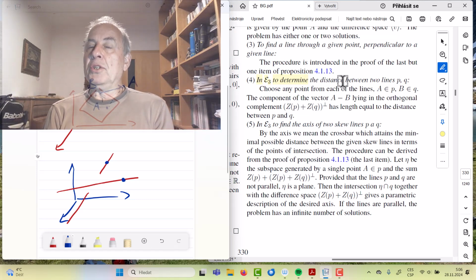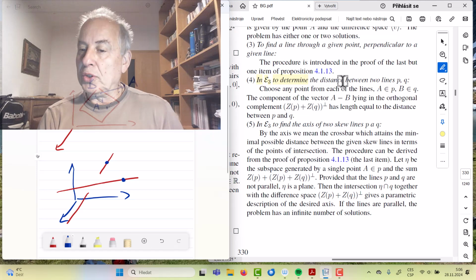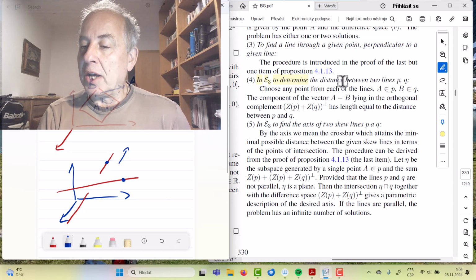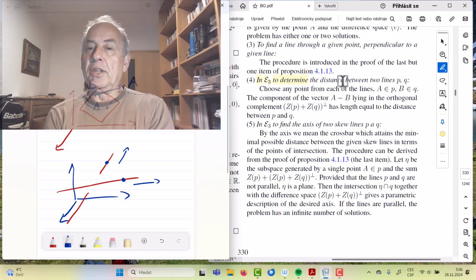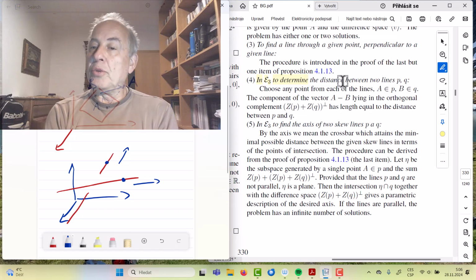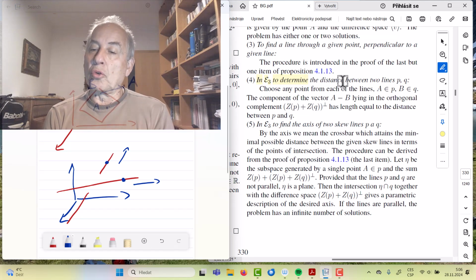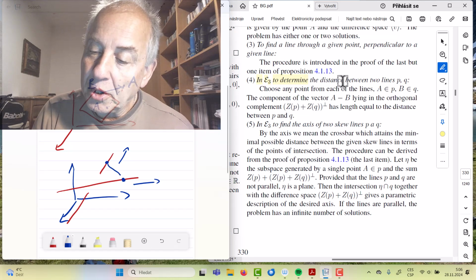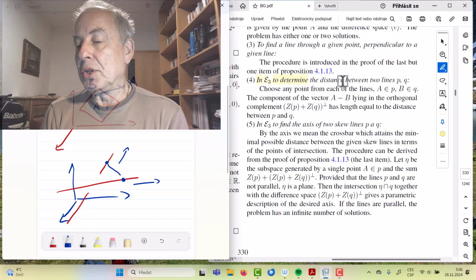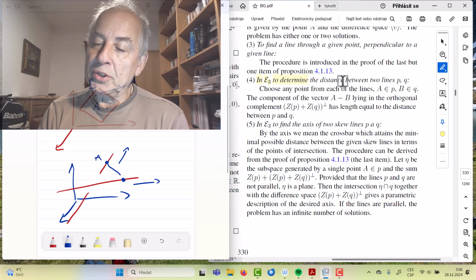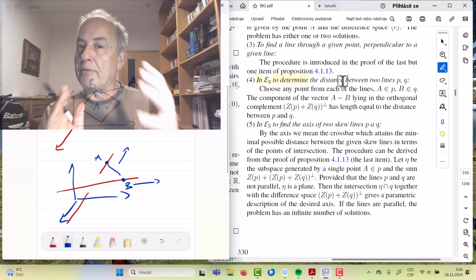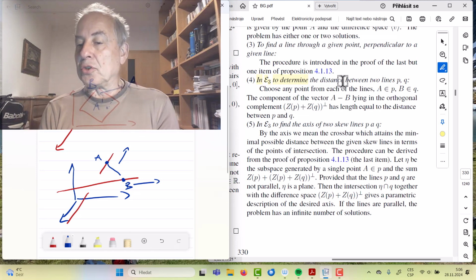But we can imagine this in an abstract way. So we take the direction of the first line, the direction of the second line, we take these two vectors in the difference space, they will span a two-dimensional subspace, and we take the orthogonal complement and we project orthogonally this connection between 2 points into the orthogonal complement, and that gives us a vector whose length is the distance of the two lines, right?